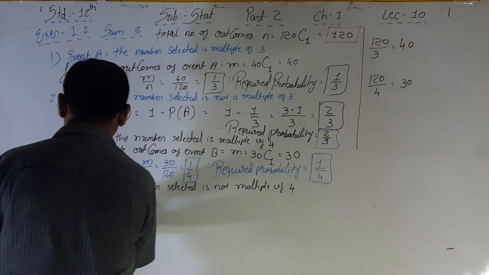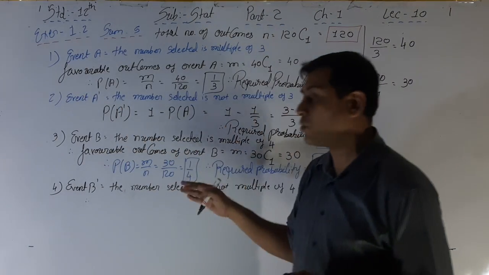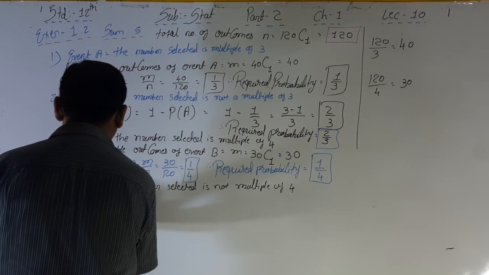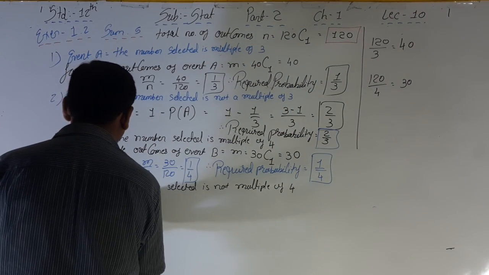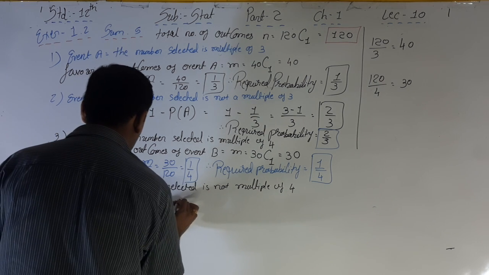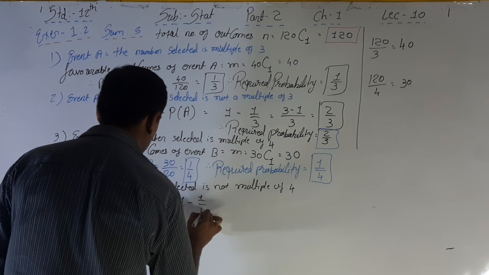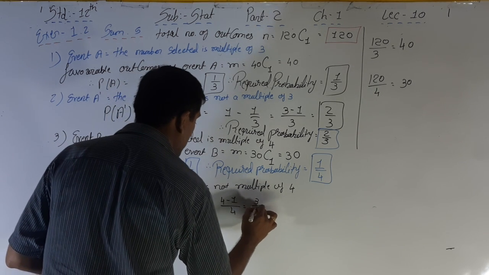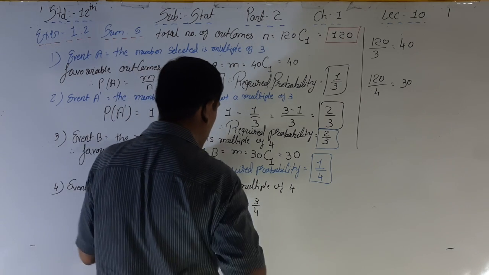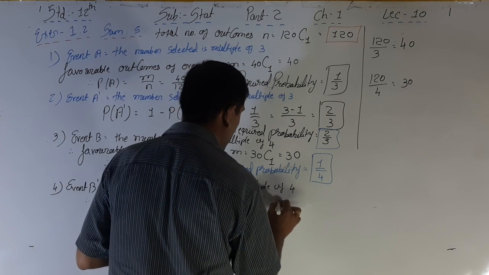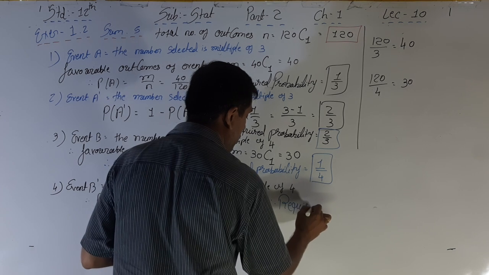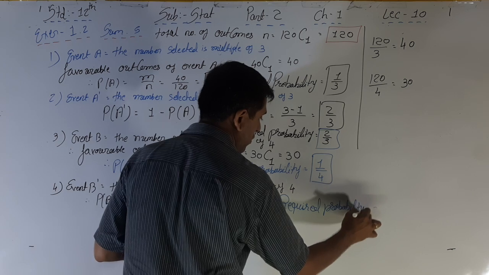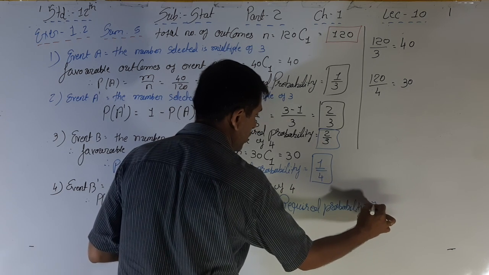4. Therefore, we don't have to use these favorable outcomes and so on. We just have to find out by a different way, by different formulas. That is P of B dash is equal to 1 minus P of B is equal to 1 minus 1 by 4. We are taking 4 as LCM, so 4 minus 1 by 4. That's why 3 by 4 is your final answer. And we can say that therefore required probability is equal to 3 by 4.